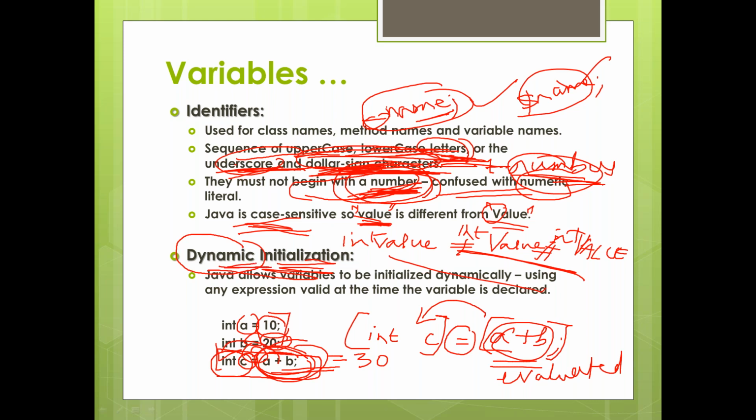So why do we call it dynamic allocation? We don't know the value of this expression in advance. If you change the value of A to 20 and the value of B to 30, the value of C will be 50. It is based on the values that we pass to A and B, so it is calculated on the fly, while the program is executing. That is why it is called dynamic allocation, or dynamic initialization.